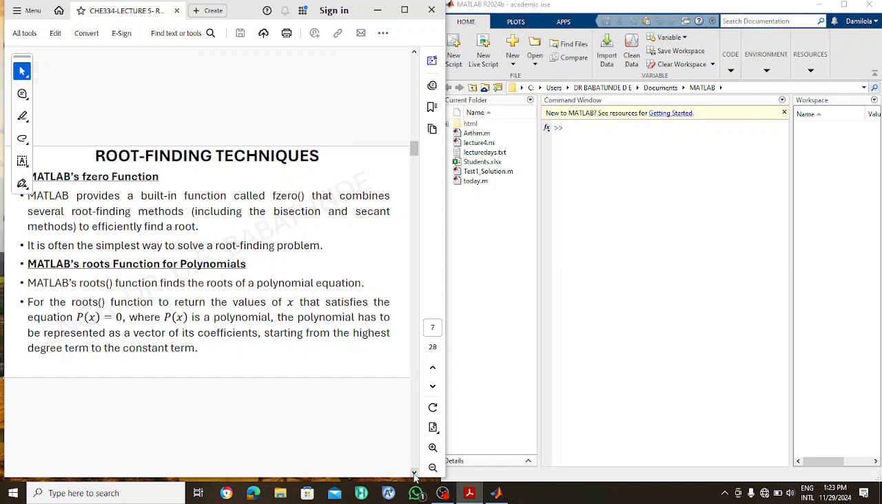So one of them is you could use the fzero function that is built in Matlab. Matlab has a built-in function called fzero, so you can use that to get your solution. fzero has been constructed in a way that it combines different methods that I have mentioned, or may not even mention, to get your root efficiently.